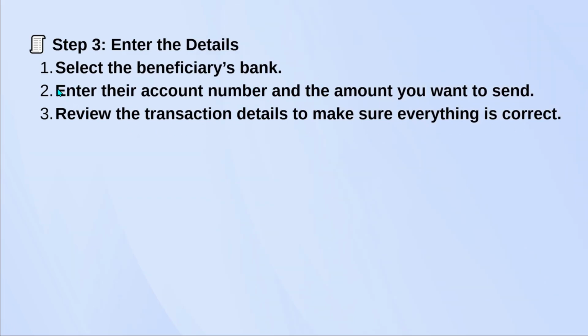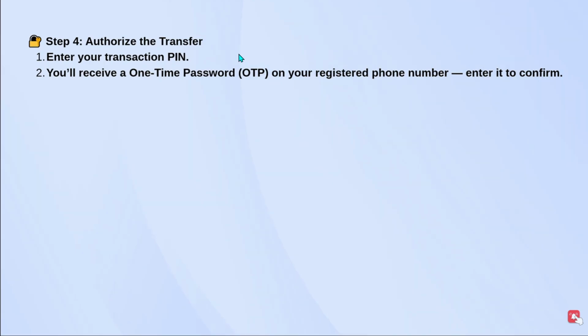Next, enter the recipient's bank name, their account number, and the amount you want to send. Make sure you type the account number correctly. The app usually validates it automatically and shows you the person's name so you can confirm you're sending money to the right person. If the name doesn't match who you intended, stop and double check before continuing. Once everything looks correct, press continue.